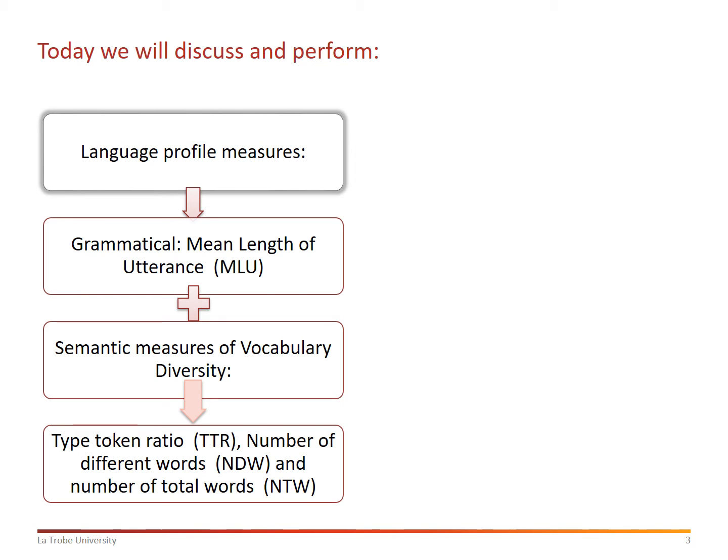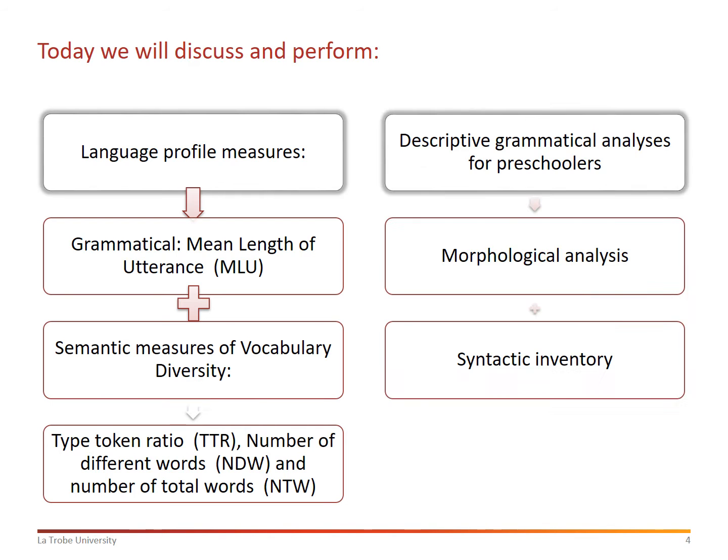So in this online class we will discuss the profile measures, particularly MLU, which is a measure of grammatical complexity. We will talk about semantic measures of vocabulary diversity, type token ratio, as I mentioned, which is a combination of numbers of different words and number of total words. I'll go through all of that shortly.